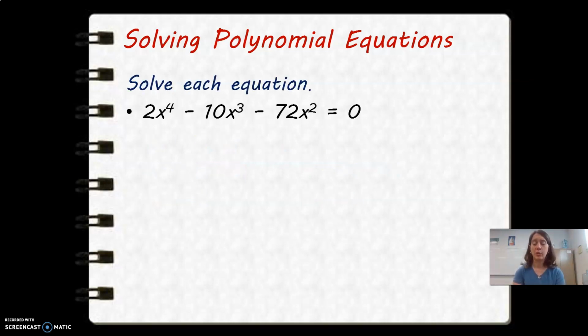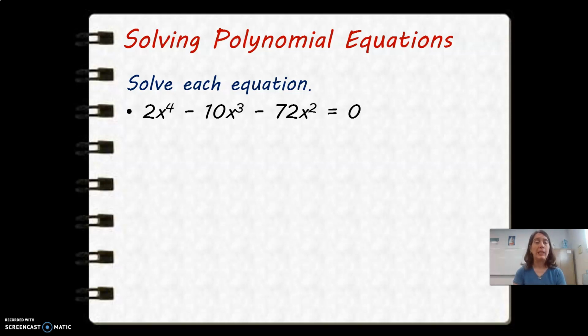So the first one: 2x to the 4th minus 10x to the 3rd minus 72x squared equals 0. The first step has already been taken care of for us. The equation is set equal to 0, so we can move right into the factoring process. Now on this question, we do have a common factor that we can pull out to the front first. Beginning with those numbers, 2, 10, and 72, they all divide by 2, so that's something that I can move out to the front.